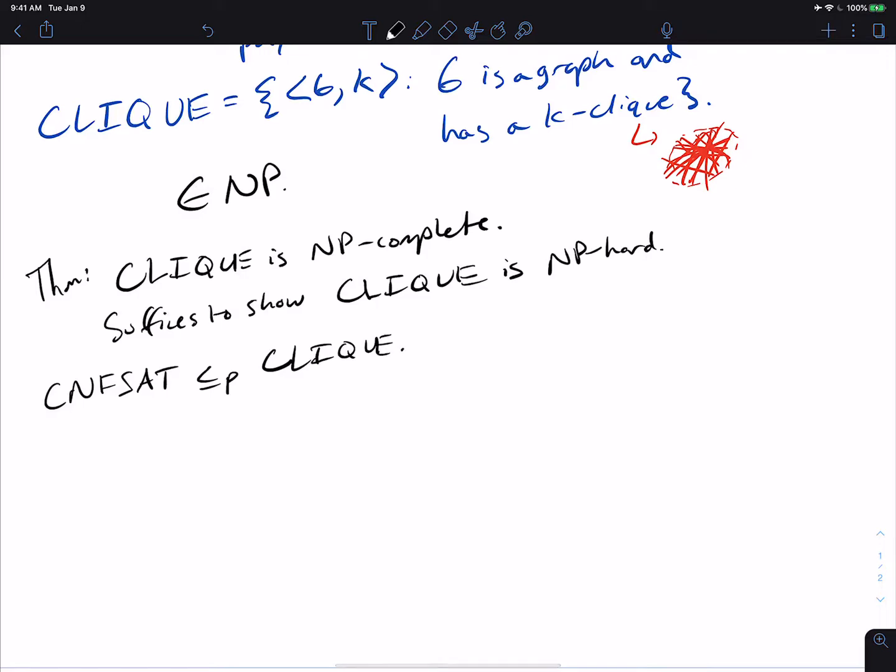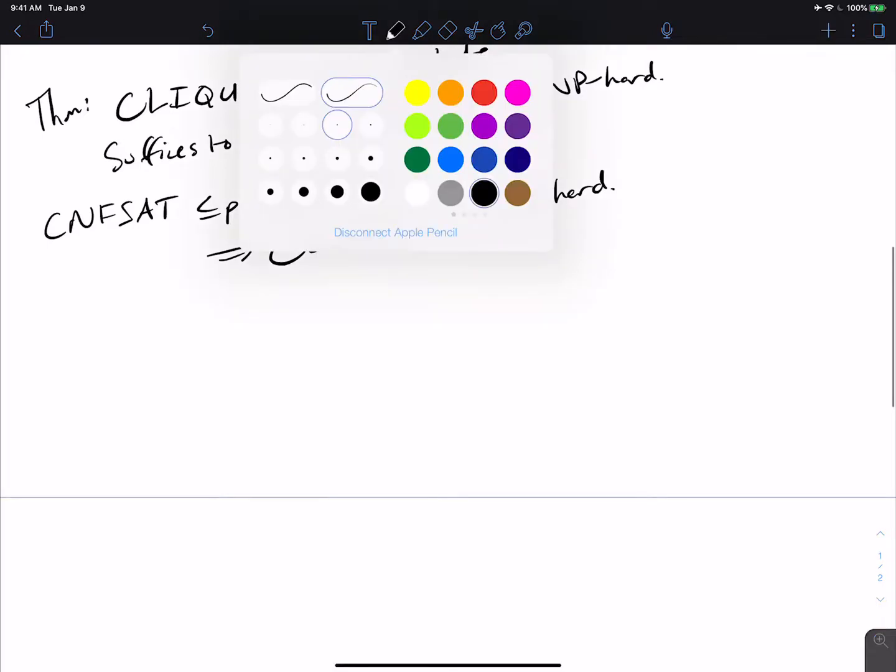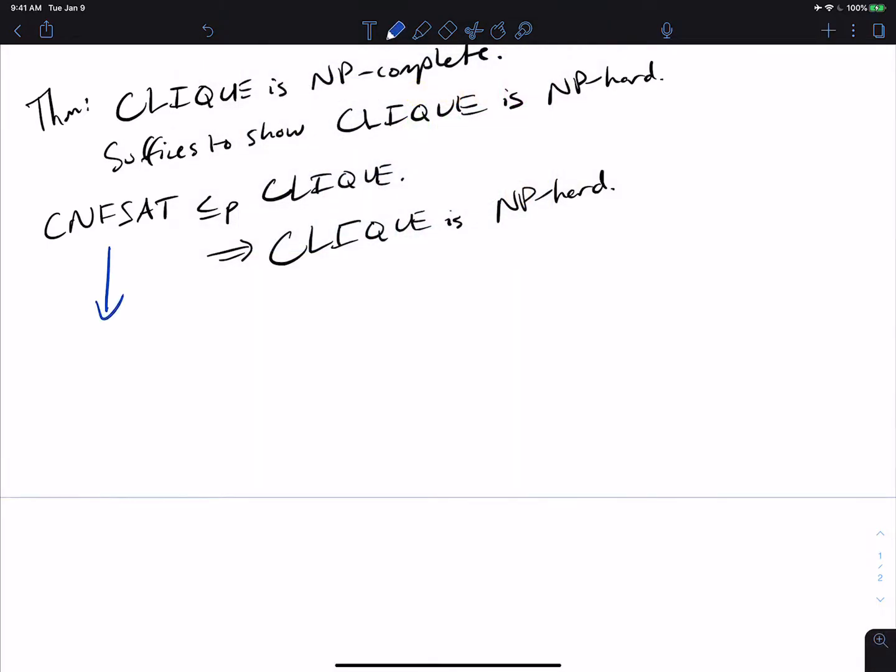Why is this enough? Because every problem reduces to CNF SAT since it's NP complete. So we could just take whatever the transformed input is for CNF SAT and apply another reduction to the Clique problem. So this will imply that Clique is NP hard. So how do we actually show this reduction right here?